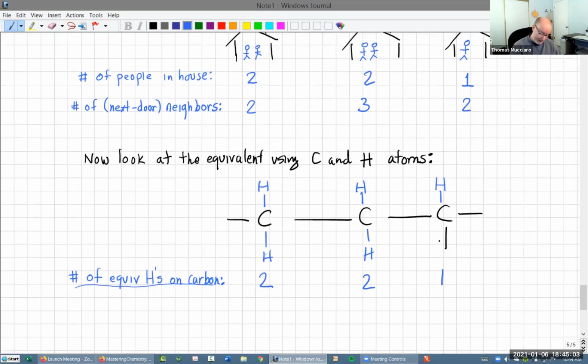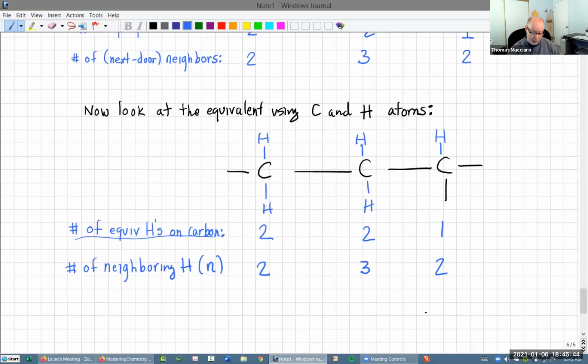Then we're going to ask, sorry, that's supposed to be a letter N. We're going to ask how many neighboring hydrogens, call that letter N. So do you see here? Here's the house. Here's these 2 hydrogens, but we're going to look next door, 2 neighbors. Here's the house. Here's the 2 hydrogens. We're going to look next door. We got 2 on one side plus 1, so 3 neighbors. Here's the house. Here's the hydrogen, but next door, 2 neighbors. Okay? Everybody cool with that?